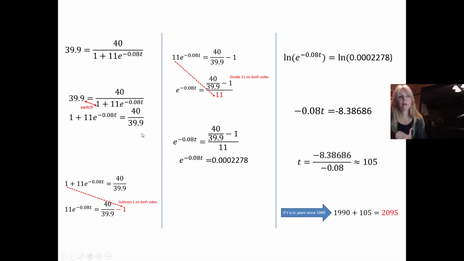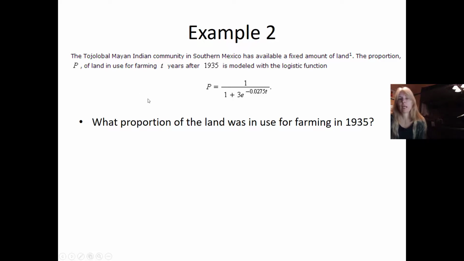So you should be able to go through all these algebra steps, and you're going to see they're going to be the same for every one when you set the equation equal to a particular value and then interpret your results. It said if T is in years since 1990, then we would expect it to reach 39.9 billion in the year 2095. Another example, this is a homework question about the Mayan Indians.